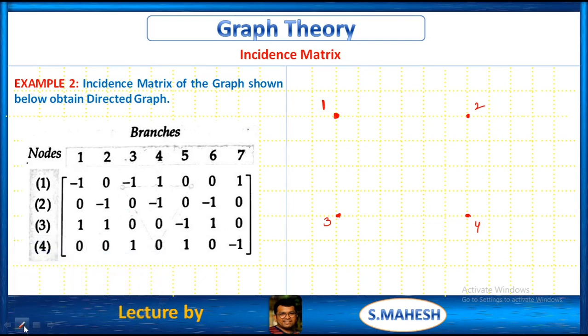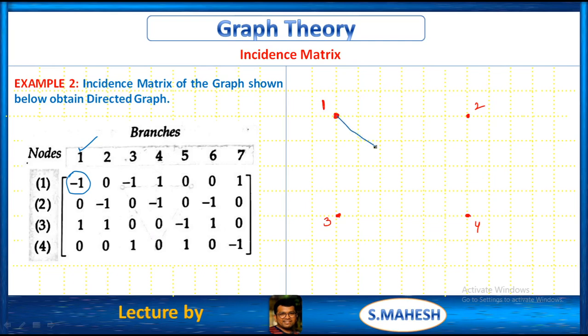See, branch 1. What is the value here? Branch 1 is, what is A11? Minus 1, right? Minus 1 means what? This branch 1 is towards that node. Okay, like that. It is from where to where? So this branch 1 is towards node 1, but it is from what? Let us check. It is from 1, 2, 3, 4. Fourth node. Yeah, it is from node 1. Clear?